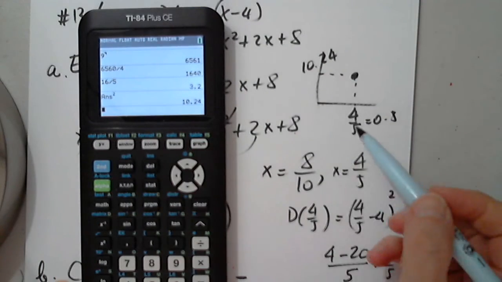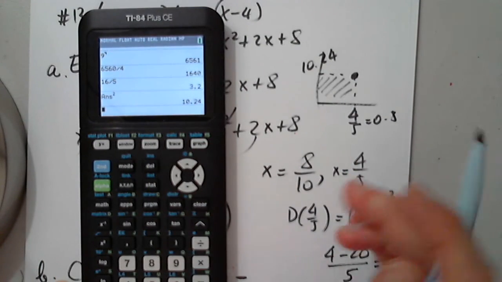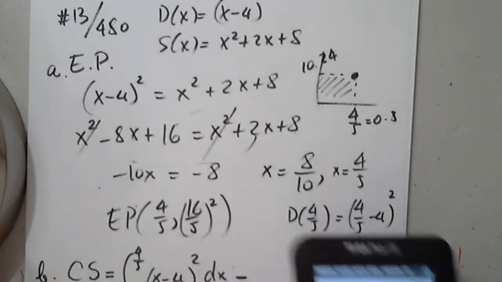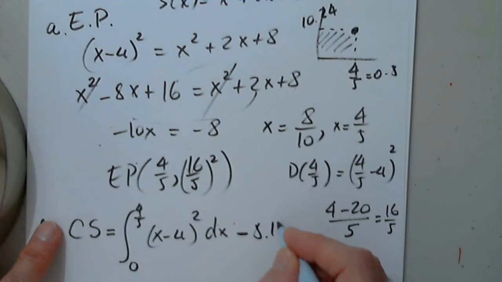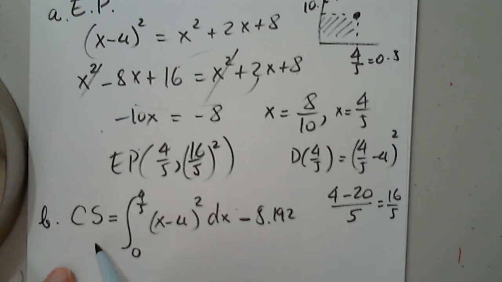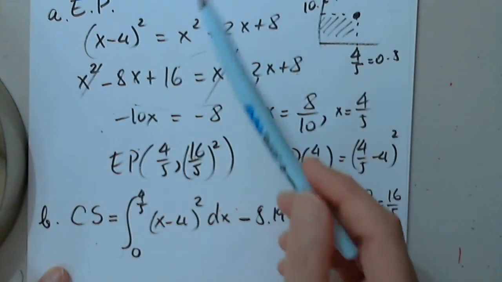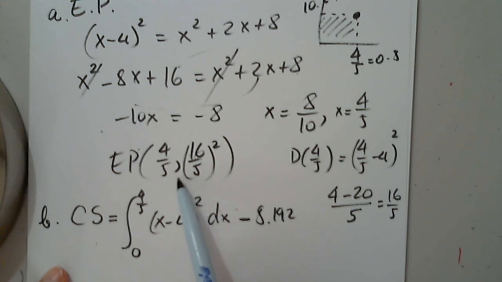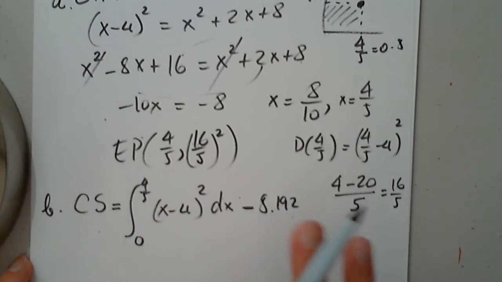I have to multiply them, right? Because I need the area of this rectangle. So 0.8 times 10.24 is 8.192. So the consumer surplus is the integral from 0 to the x of the equilibrium point from the demand function, which is this, minus the area of the rectangle, this times this. We're going to calculate in a moment.